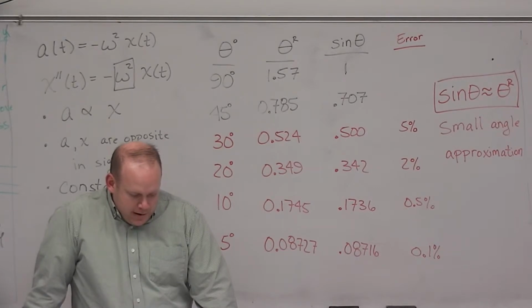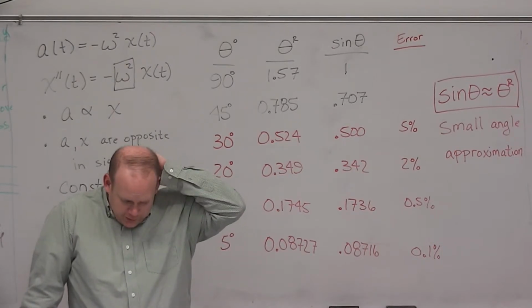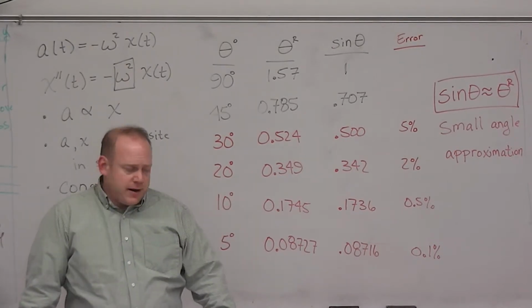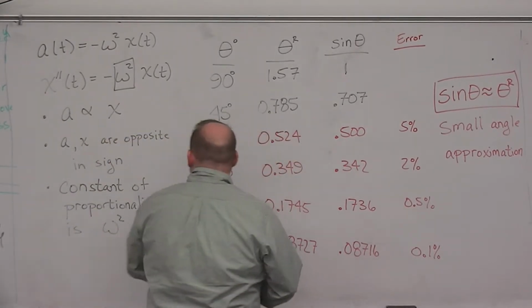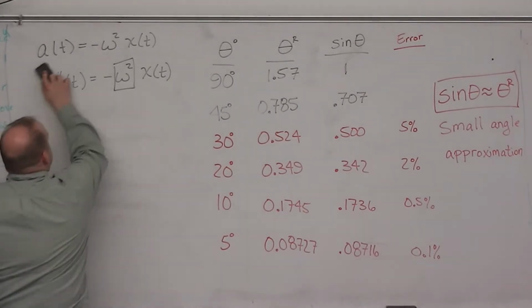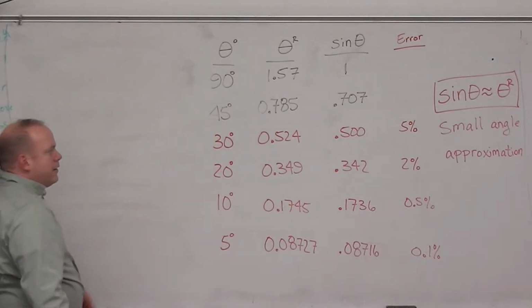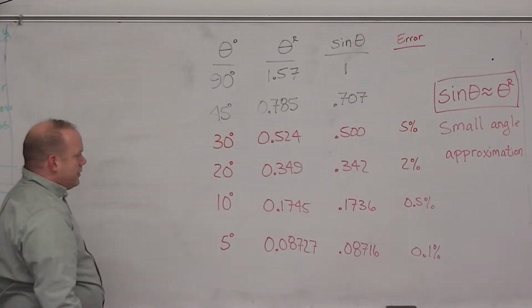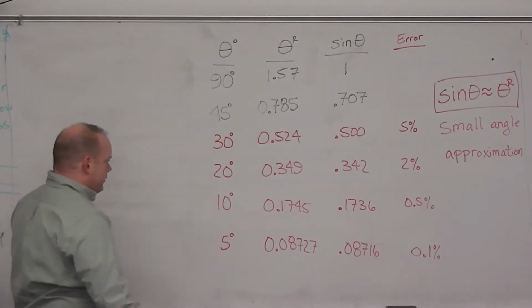Okay? So now, let's take a look at a couple of examples where we're going to definitely take advantage of sine of theta equaling approximately theta. And it's theta in radians. So conceptually you might say, okay, I'm going to use 10 degrees, but you have to make sure that you convert that to radians.